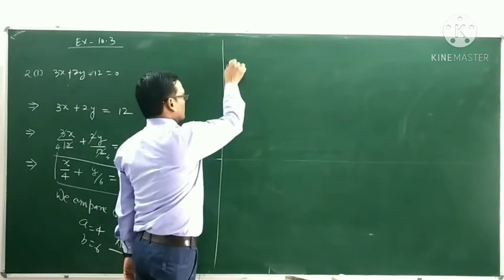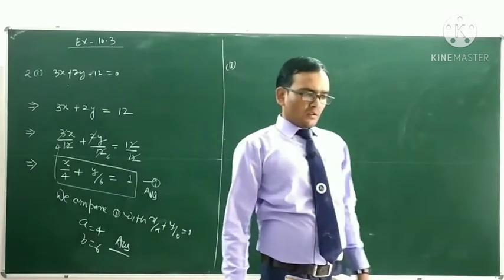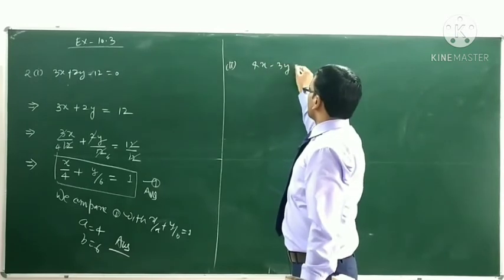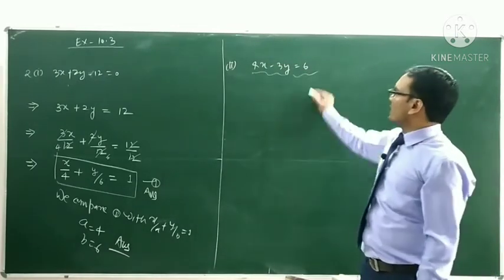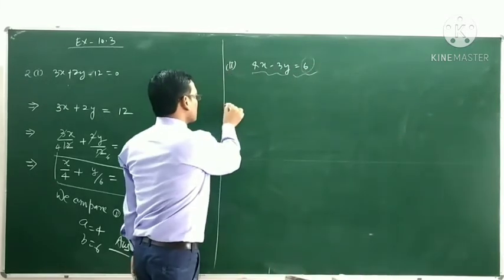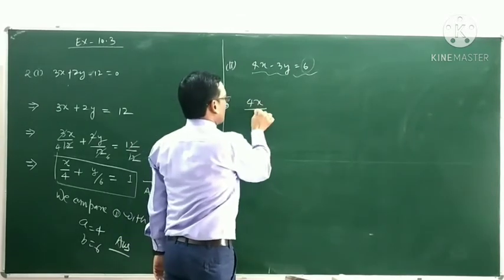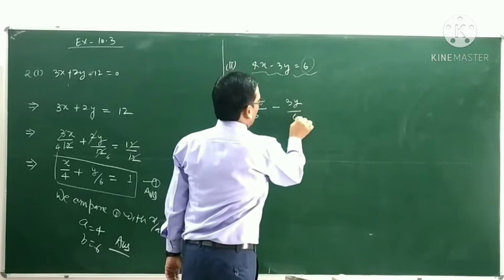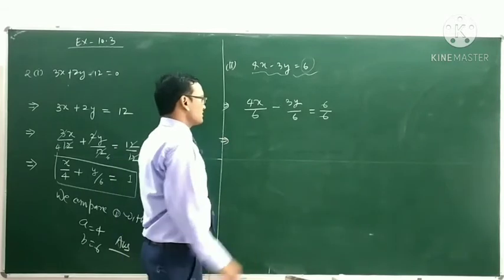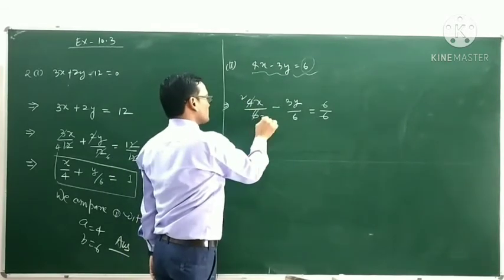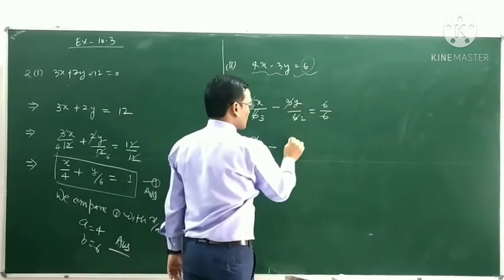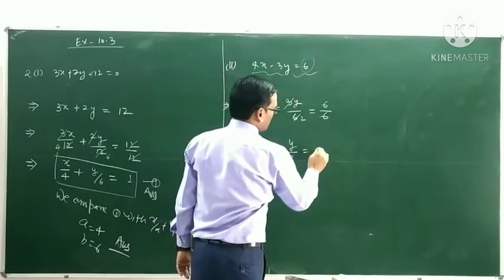Second part of question number 2 is 4x minus 3y equal to 6. We divide by 6 on both sides of this equation. Okay students, this implies that 4x upon 6 minus 3y upon 6 equal to 6 by 6. This implies that 2x by 3 minus y by 2 is equal to 1.